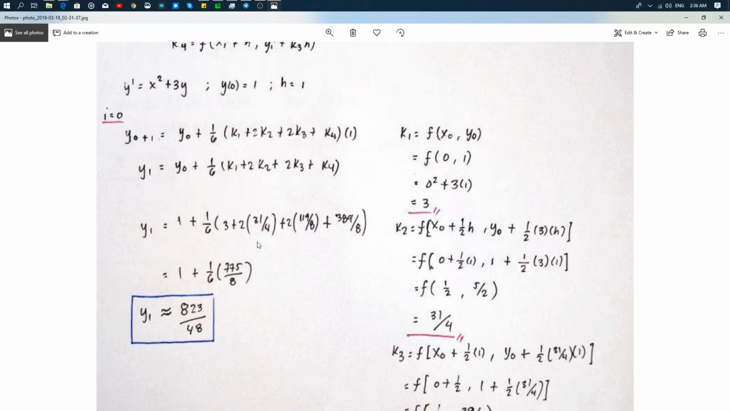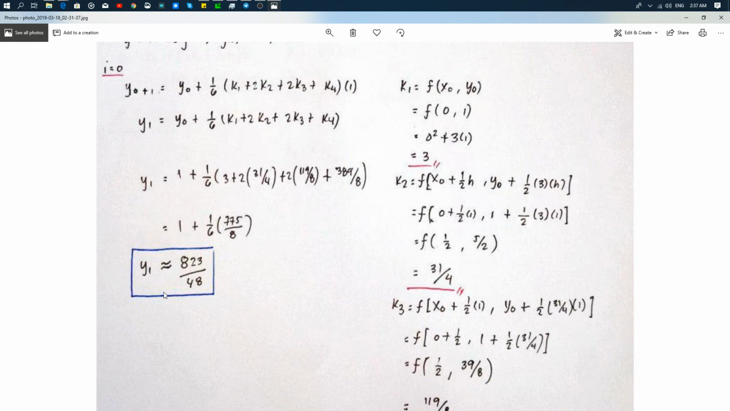So inserting the values back into our main equation, we'll be having 1 plus 1/6 of 3 plus twice of 31/4 plus twice of 119/8 plus 389/8. Simplifying, 775/8 times 1/6 plus 1. So we have the approximation of 823/48 for y sub 1.